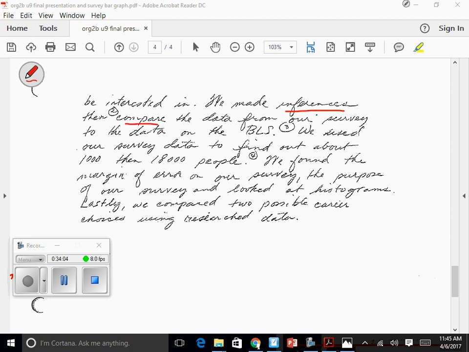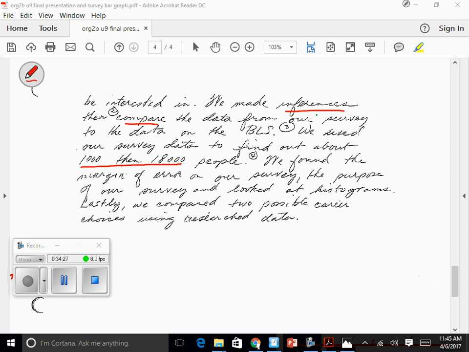Again, this is right there on the assessment. Some people didn't know what to do with that. The videos will show you. And then number 4, the last thing we did, we found the margin of error. We did that last time. That P parentheses 1 minus P. On our survey, we also declared the purpose of our survey, and then looked at histograms.